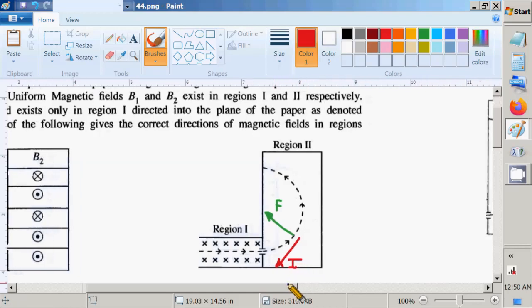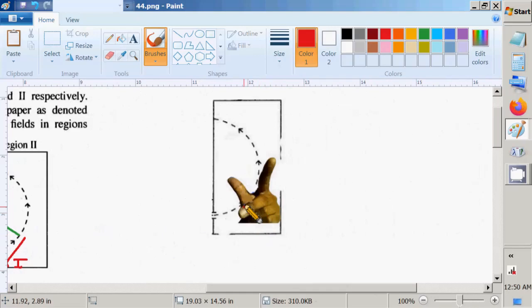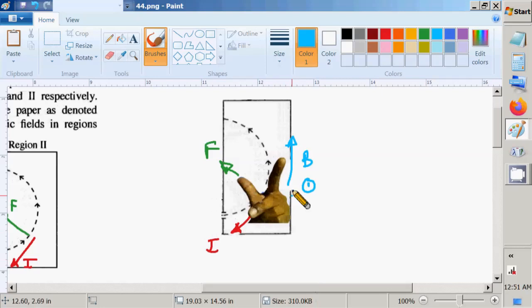Now you have to again use your left hand like this, thumb to the direction of magnetic force, this way, force, then middle finger to the direction of current, I. Then from index finger you can get the direction of magnetic flux density B. So it is out of this paper, because fingertip we can see, so it is a dot, it is a dot out of the paper. B is out of the paper.